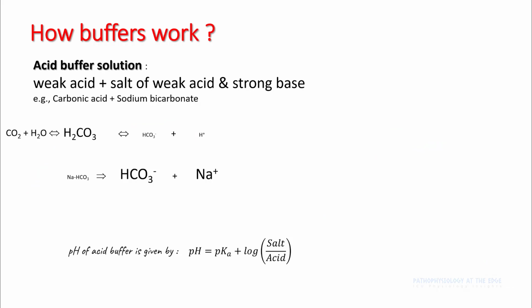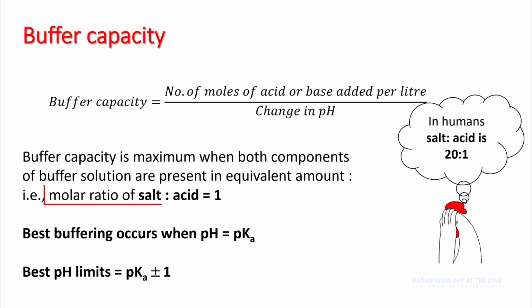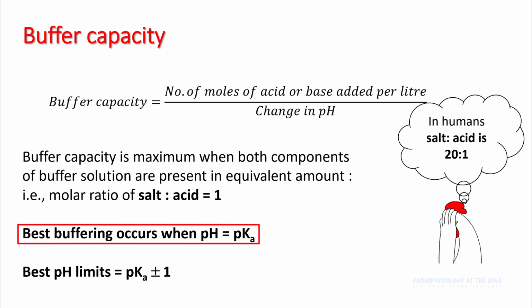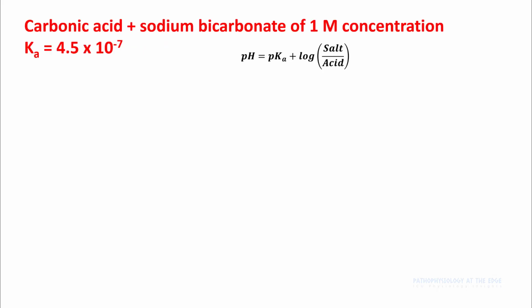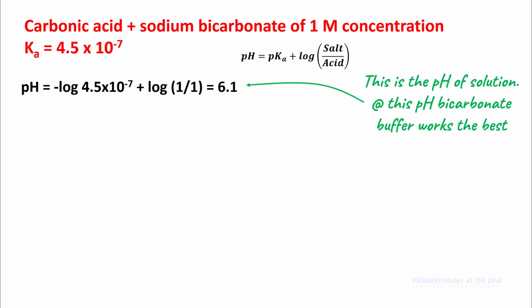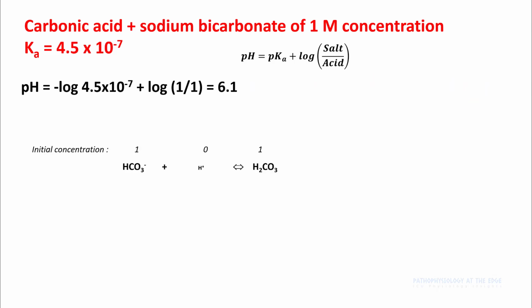The pH of an acid buffer is given by pK plus log of salt by acid. And pK is the dissociation constant of your weak acid. Buffers work best when the solutions are present in equivalent amounts. That means the molar ratio of salt to acid is equal to 1. And the best buffering occurs when pH equals pKa. Let's do some examples to understand how effective this buffer system is. Let's take carbonic acid and sodium bicarbonate of 1 molar concentration. That gives your pH equals 6.1, since your carbonic acid and bicarb are in ratio 1:1. And at this pH, the bicarb buffer works the best.